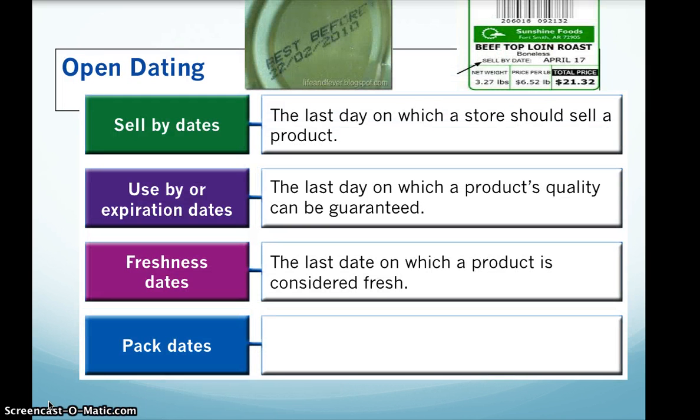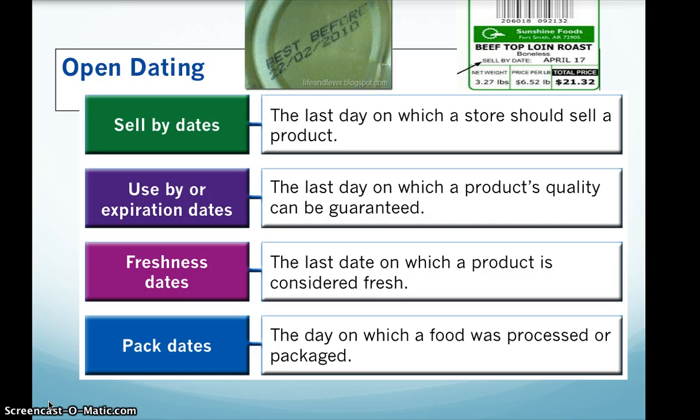Now, we're going to see this in a lot of our food labeling right now, and there's a lot of misconceptions out there or myths out there about can I still eat this if it's past the due date, etc. So when you look at open dating, the first one that we have on here is sell-by dates. This is the last day on which a store should sell a product. It doesn't mean that's the day that it expires. It's just the last day that a store should be able to sell that product. So once again, that's the sell-by date.